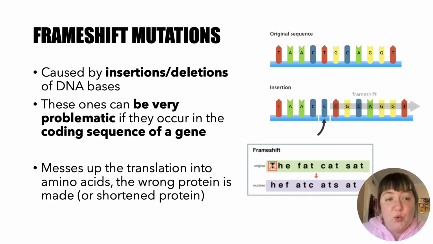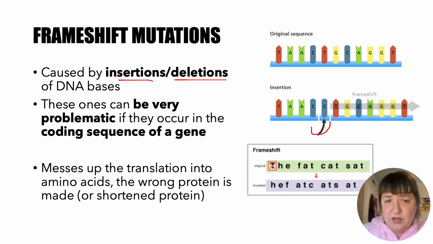While a lot of the point mutations are neutral, these frameshift mutations are usually not so neutral. These are the bad ones. Frameshift mutations are caused by either insertions or deletions of DNA bases. In the diagram here, this extra C got inserted in the sequence, and the result is that it messes up the whole protein, the whole rest of the sequence.